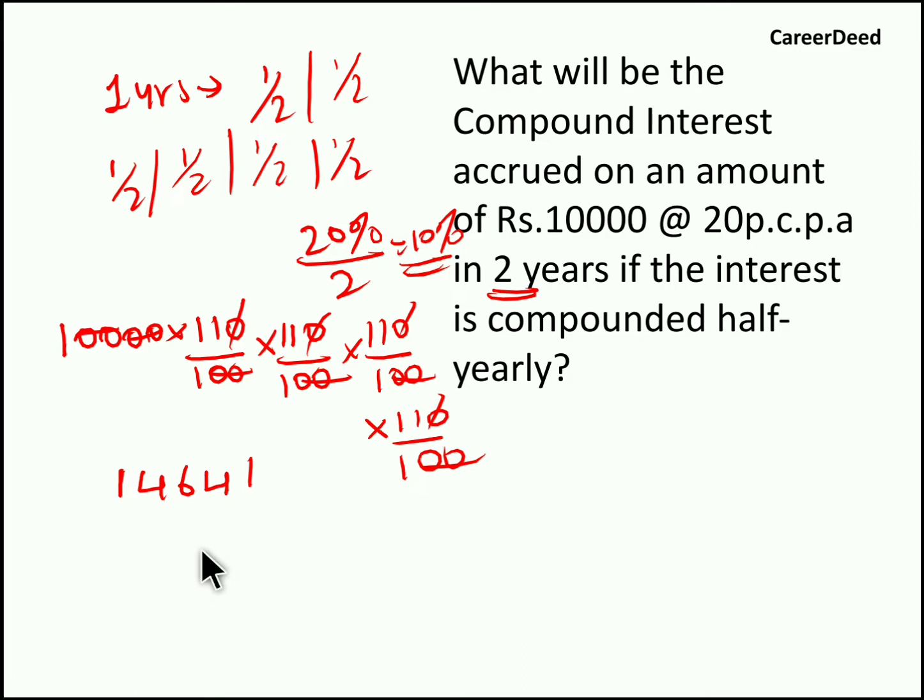14641. Actually he invested 10,000 rupees in the bank, or imagine he borrowed 10,000 rupees from the bank, but actually he has to pay 14,641 rupees to the bank. So what is the compound interest? Just subtract this principal. So principal is 10,000. So 4641 rupees is the total compound interest he has to settle with the bank. Hope you understood the concept, right?